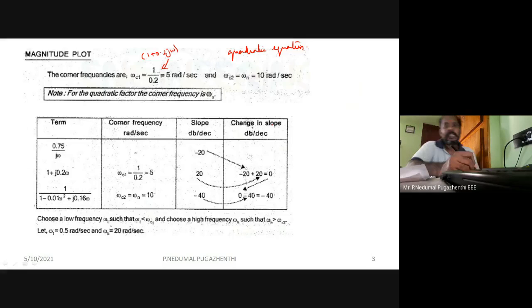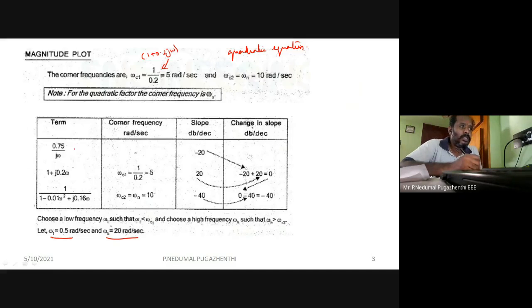So my next step is I have to find a corner frequency less than the smallest corner frequency of the transfer function, and a frequency higher than the largest corner frequency. So something has to be considered less than 5 radians, and something has to be considered above 10. So omega L is taken as 0.5 radians per second, and omega H is taken as 20 radians per second, as per the previous problems. We have already seen that.